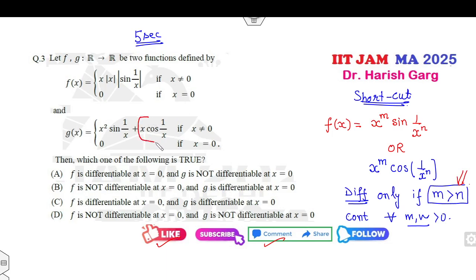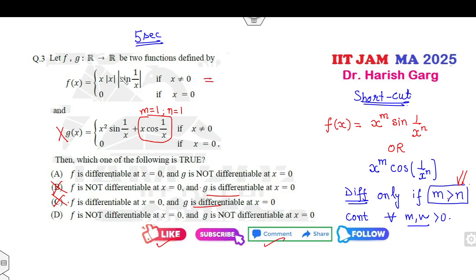If you clearly look at this case, m is 1, n is 1, which is not satisfied. So g is not continuous. So here g is not differentiable. So B option cancel. G is differentiable. C option cancel. Now look at this case.